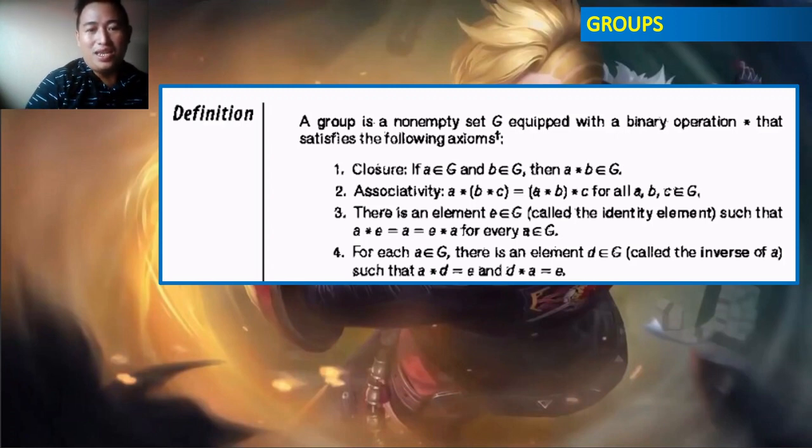So first is the closure property. If we have two elements A and B in G, then A star B should be an element in G. And then number two, the associativity property: A star (B star C) is equal to (A star B) star C, for all A, B, C elements in G.